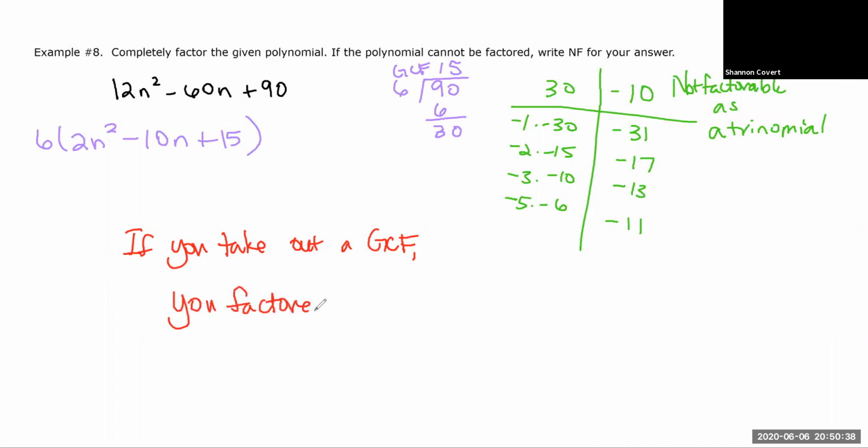So you go back over here, and this is the answer that you're going to type into HOX. All right? Because it did factor. The trinomial inside didn't factor, but you took out a greatest common factor. So remember, when you're factoring things, you're writing it as a product of two things. And this is 6 times 2n squared minus 10n plus 15.